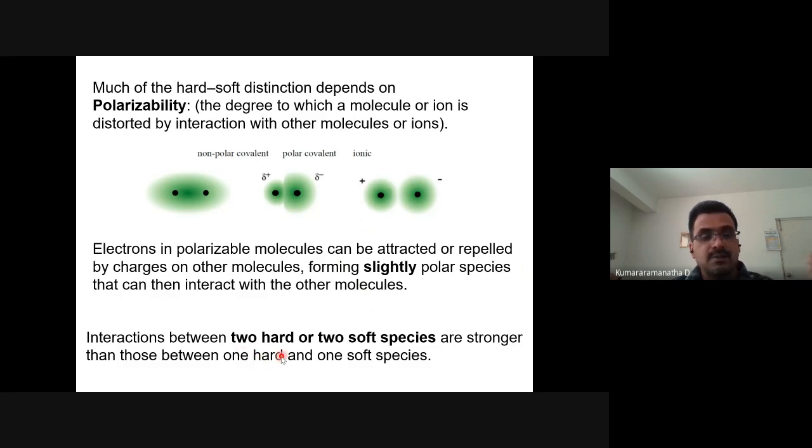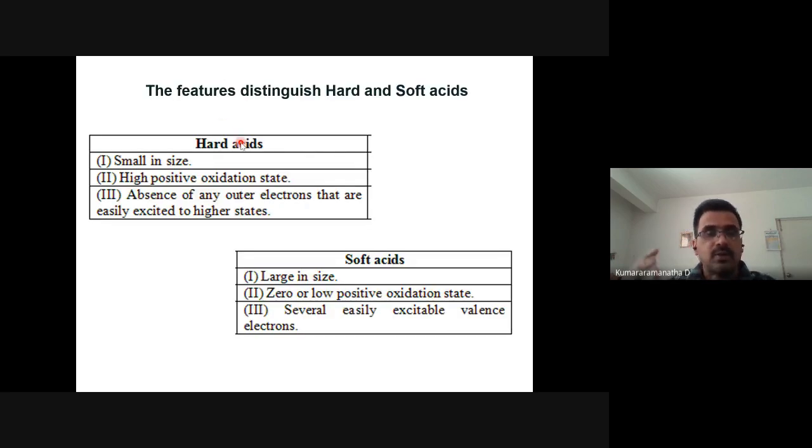The interactions between two hard species, or two soft species, are much stronger than between one hard and one soft. That is the reason why hard acids react with hard bases. The interaction between a hard acid and a soft base is not very effective, so only hard-hard or soft-soft interactions are dominant. Now let's see what exactly a hard acid is. I will give you some examples so you can understand the interactions more easily. So how do you differentiate hard versus soft acid?